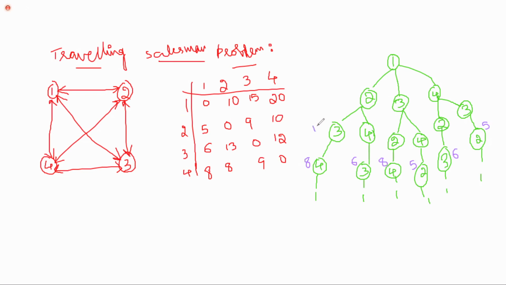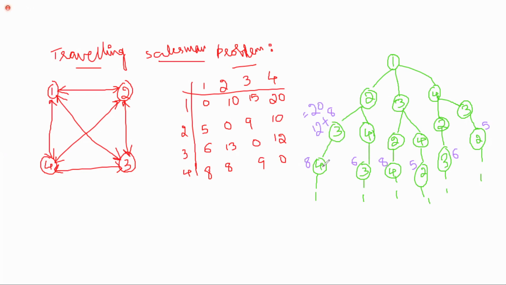This is the cost to visit 3 to 4. After visiting 3 to 4, we have to reach the source again, no? So it is 8. So what will you write here? 12 plus 8, which equals 20. Am I clear with this step?